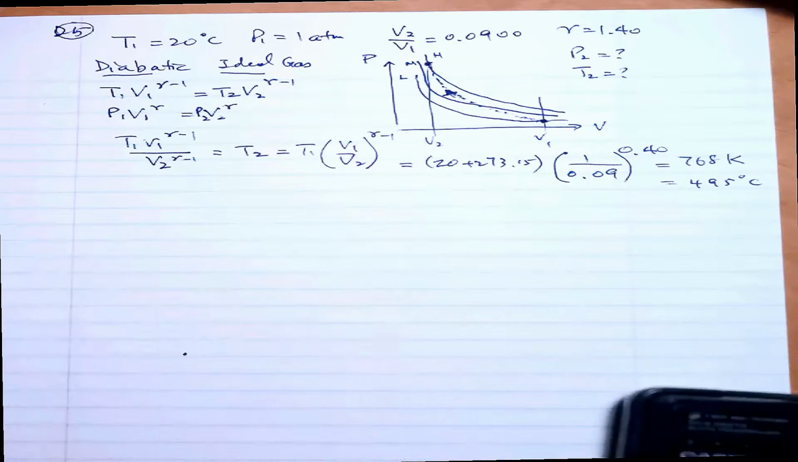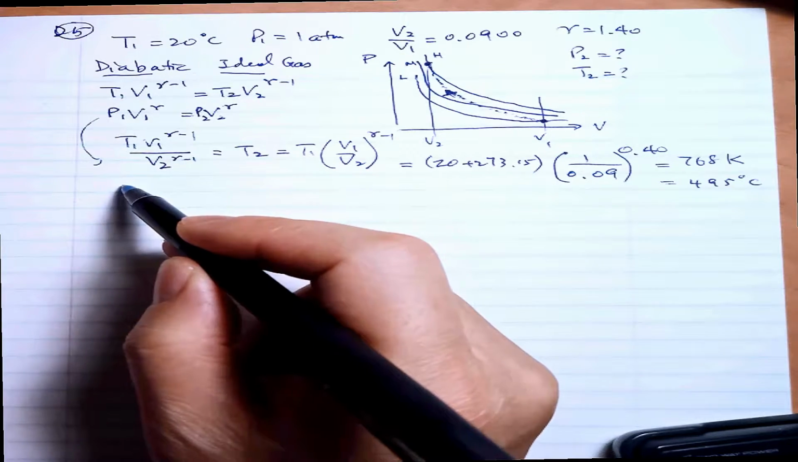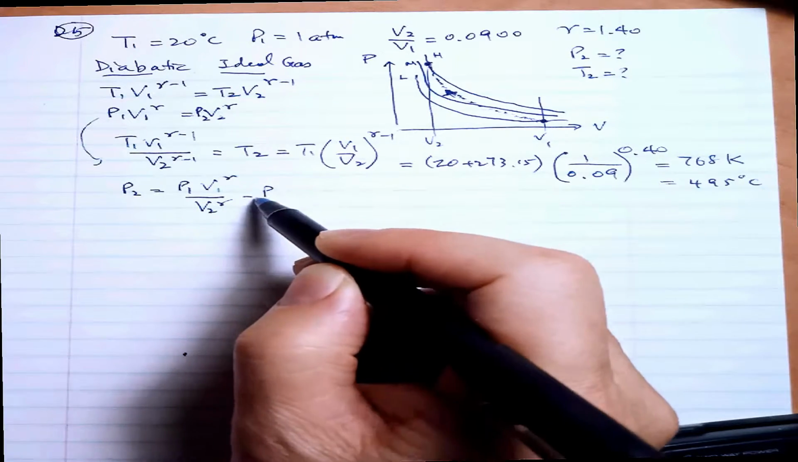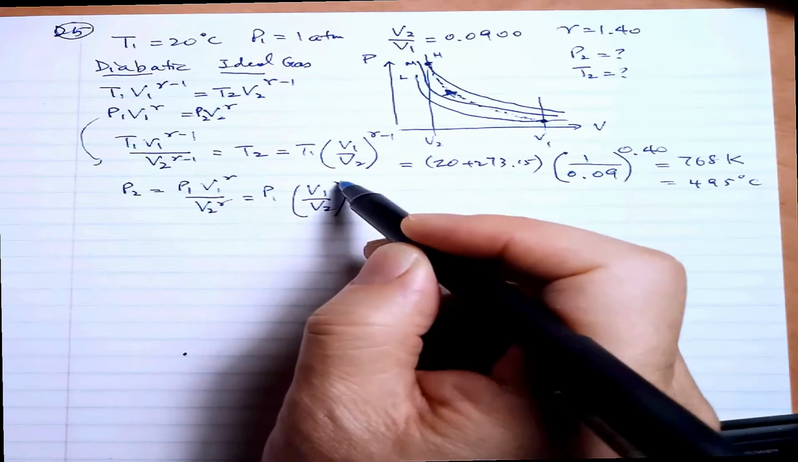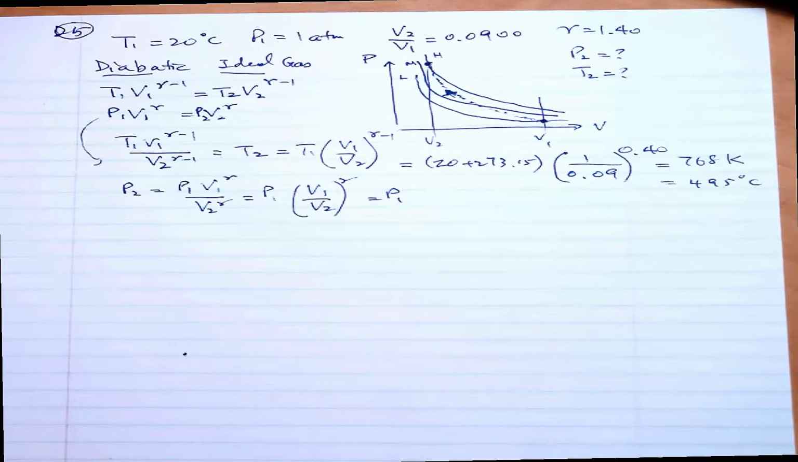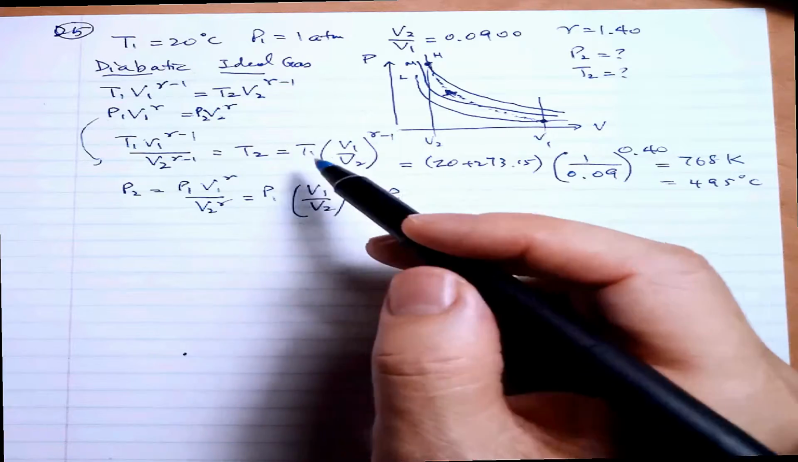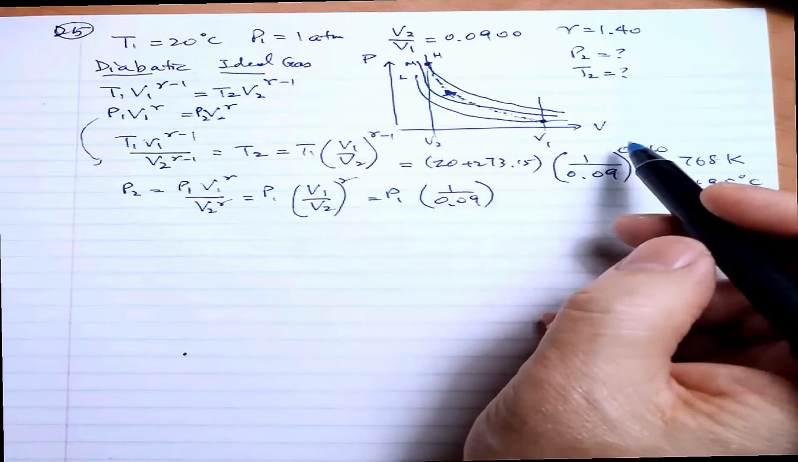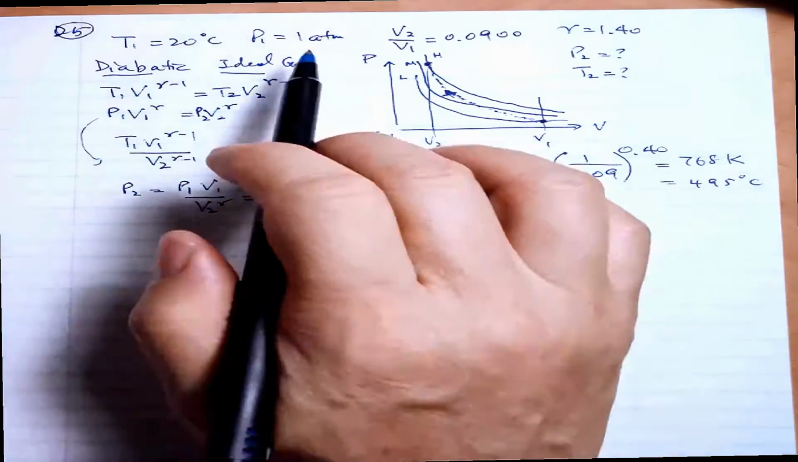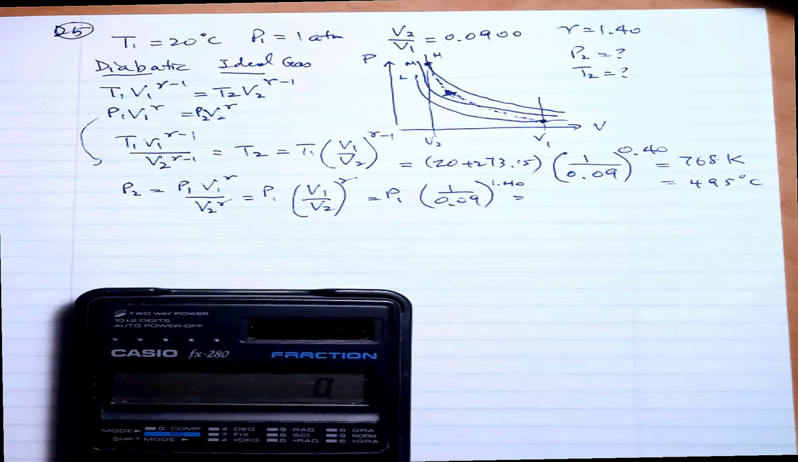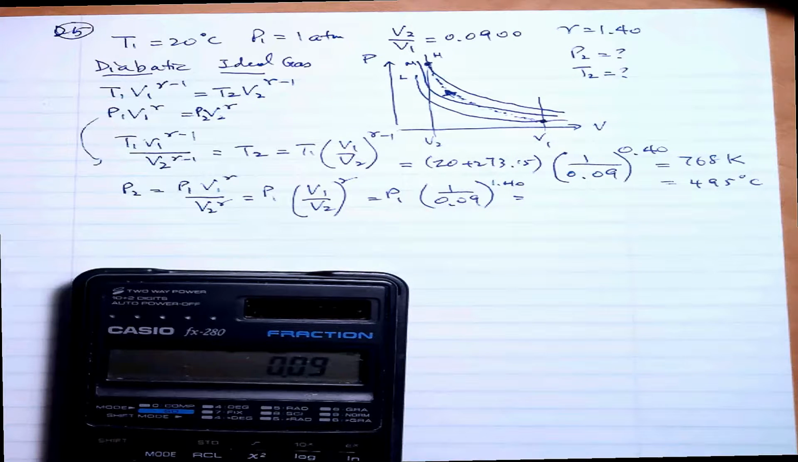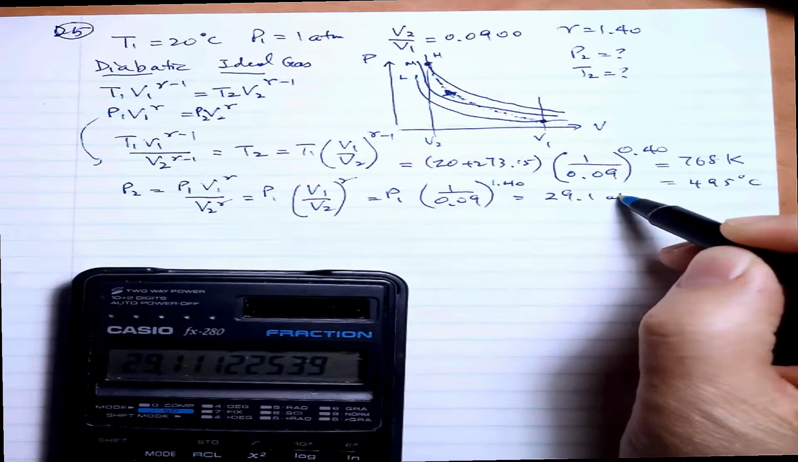Then the final pressure can be done the same way using this formula. P2 is what we want. So P1V1 to the gamma divided by V2 to the gamma, or you can write P1 times V1 over V2 to the gamma. And V1 over V2, we already said, is the reciprocal of V2 over V1. So we can write 1 over 0.09 to the power of gamma, which is 1.4, and P1 is 1 atmosphere. You can leave the answer in atmosphere in this case, because we're just doing the ratio. So 1 divided by 0.09, then raised to the power of 1.4. My answer should be in atmosphere.